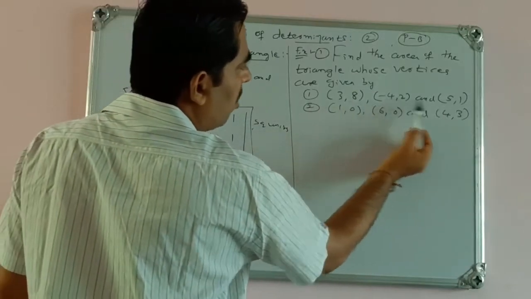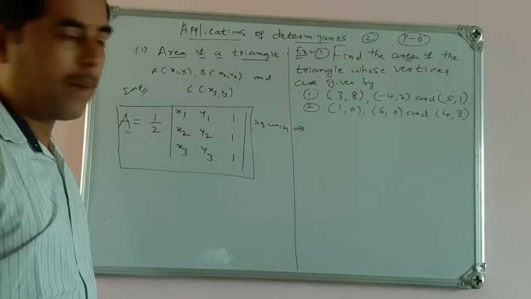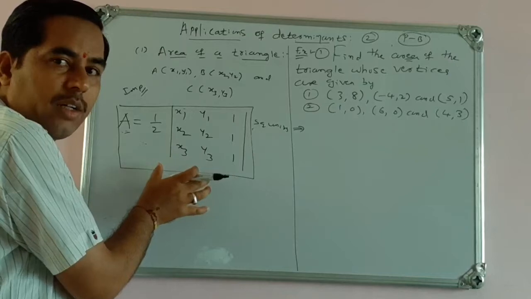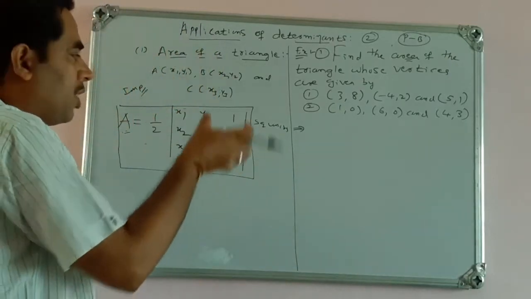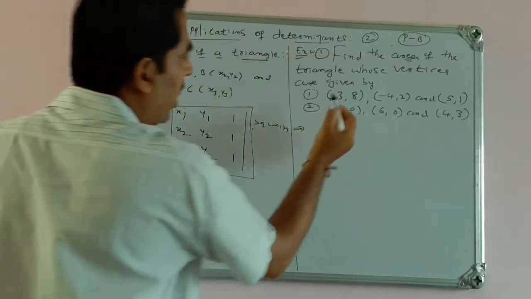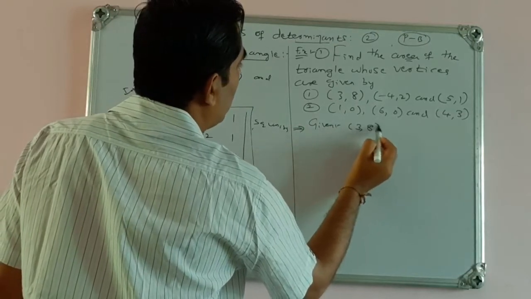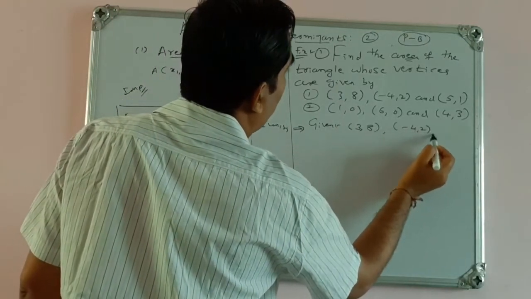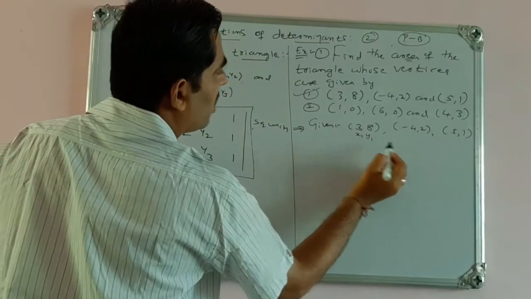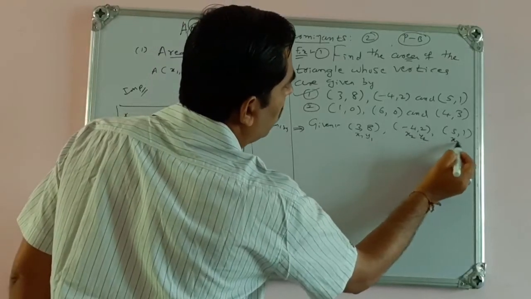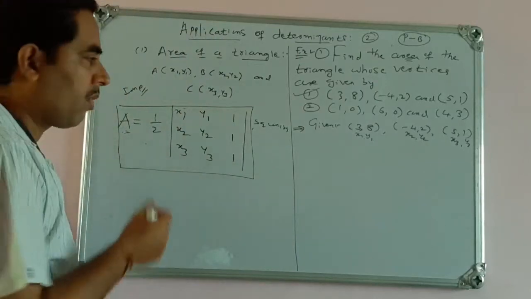(3, 8), (-4, 2), (5, 1). We have to find the area of the triangle. The formula is here. Already I have explained this, so you have to write the formula and substitute whatever vertices are given. The given vertices are (3, 8), (-4, 2), then (5, 1). I am considering the first one here. You can consider these as x1, y1, x2, y2, x3, y3. Then we can write this formula.